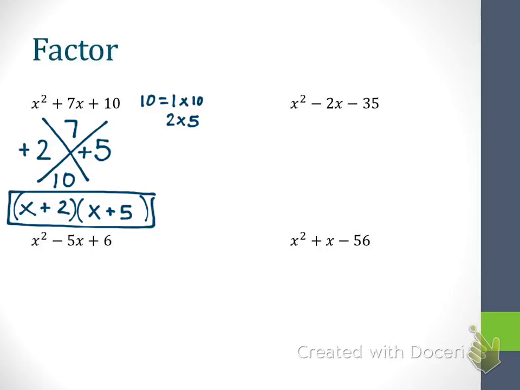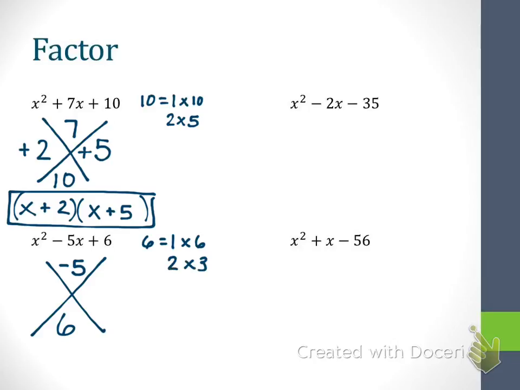Okay, now let's do the one right below it. So I'm going to make my x. Negative 5 goes up top because my b is negative 5. And 6 goes on the bottom. So which ones am I going to list the factors for? 6. I'm going to go 1 times 6, 2 times 3.